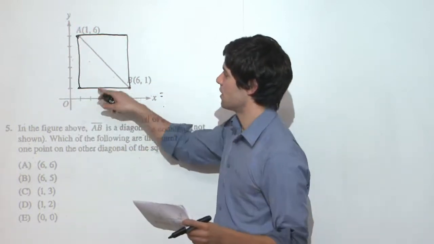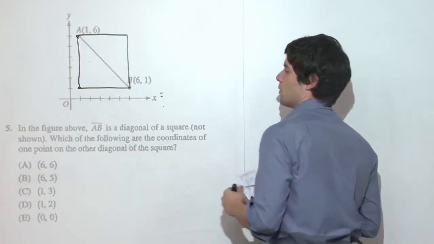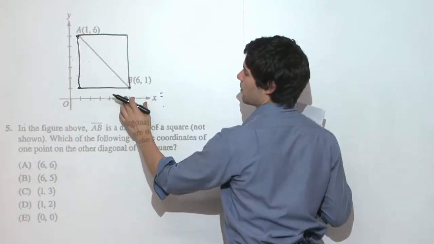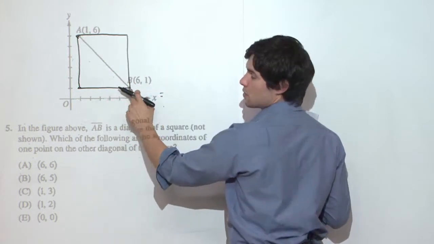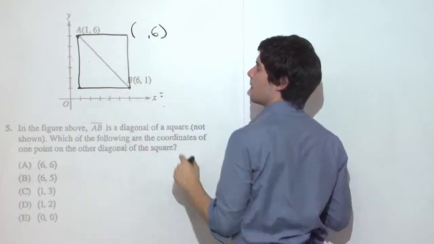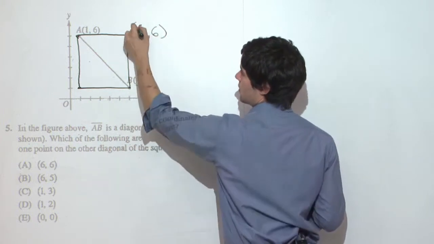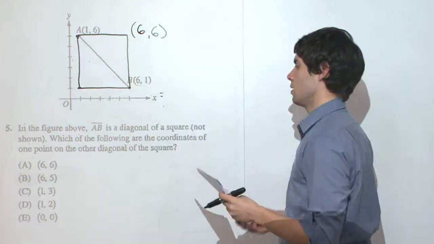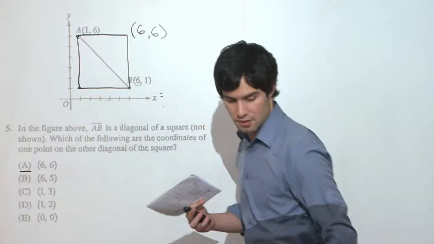What we have here is a square that's 5 by 5 by 5 by 5. Now remember, it's 5 by 5, but this isn't 5 right here because we're starting at 1. So we have to go 1 up from 5. And then what's our x value? Well, we're going straight up from 6. 6, 6. And we have A. Coordinates are 6, 6.